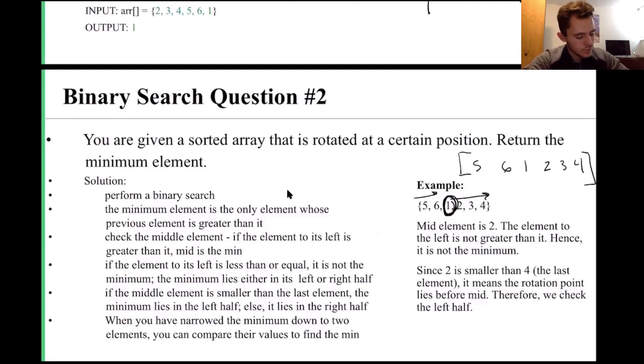First, we're going to check the 2. We're going to check, okay, is the element to the left of the 2, because that's our minimum, our middle element, is the element to the left of the 2 greater than 2? No, because 1 is smaller than 2. Okay, in that case, the minimum has to be somewhere on the left or somewhere on the right. It's not this element.